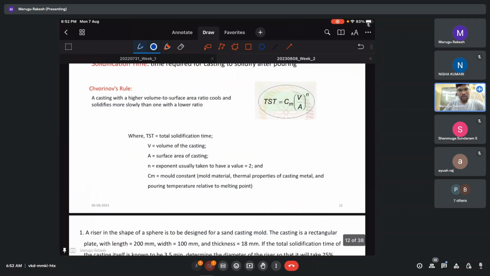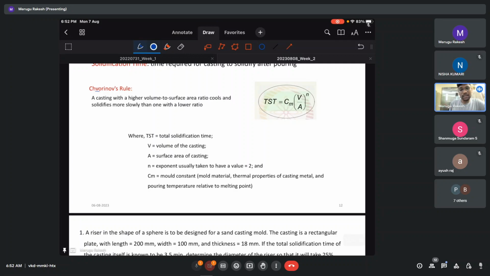We have many rules, but we mostly concentrate on Chvorinov's rule. What Chvorinov's rule tells us is that a casting with a higher volume to surface area ratio cools and solidifies more slowly than one with a lower ratio. That is what we discussed with the riser as well. So if the V by A ratio is more, it will take more time to solidify compared to a component with a lower V by A ratio, for the same values.